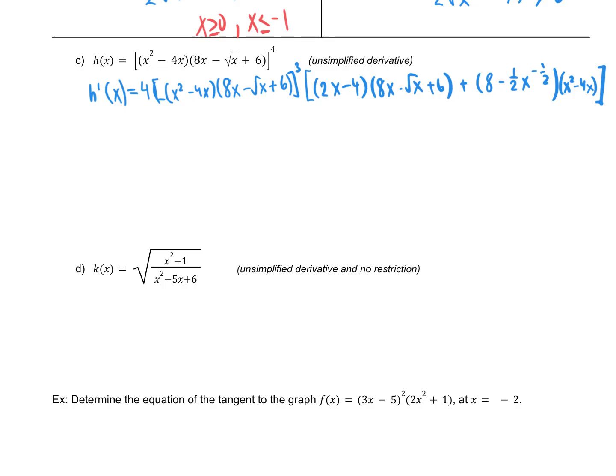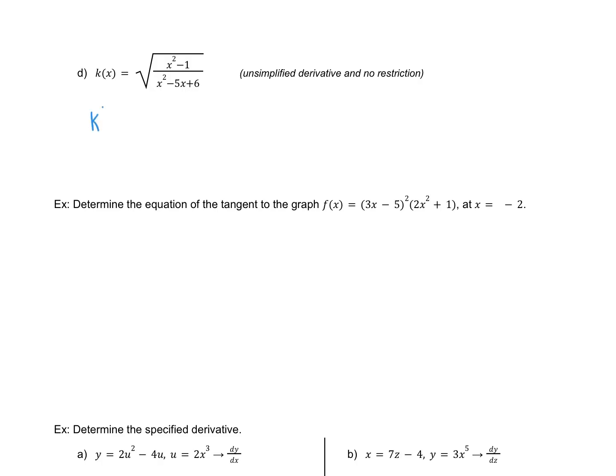A much longer derivative, but that's because we had rules within rules. And in terms of the restrictions here, I have a square root, so I have to worry about that, and that would go in the denominator. So my restriction is just that x should be greater than 0, not equal to 0.